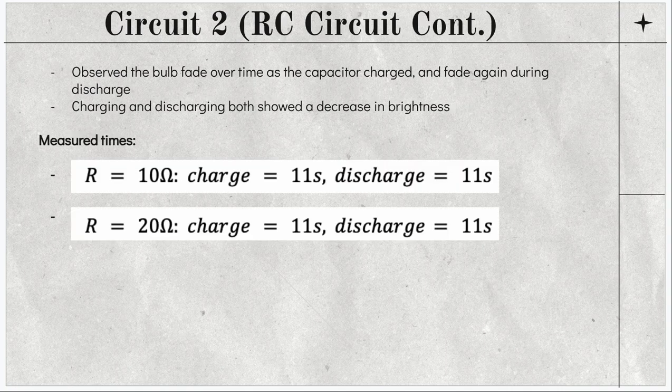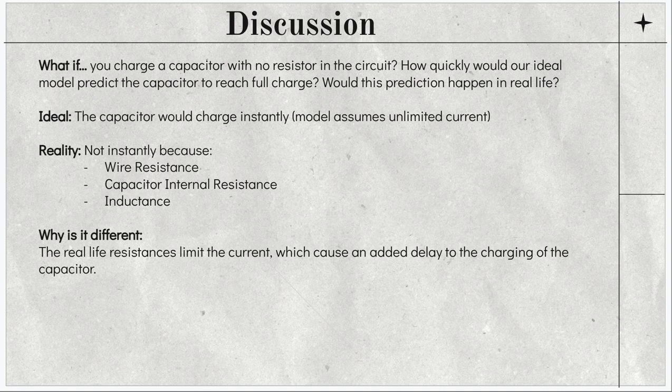Now to continue with this RC circuit, we observed the light bulb fade over time as the capacitor charged and fade again during discharge, so charging and discharging both showed a decrease in brightness. And then as you can see, we have the measured times of the charge and the discharge. The results specifically show that the capacitor charges and discharges exponentially, with the bulb fading as the current decreases, which confirms the expected RC circuit behavior.